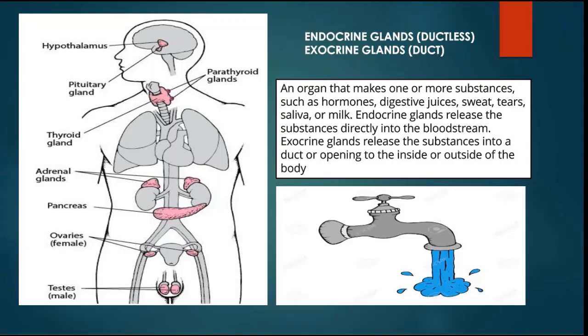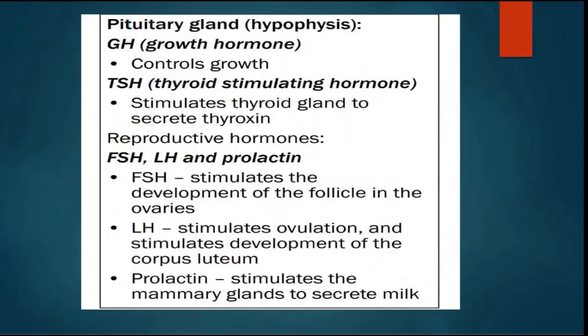Today we're going to talk about one gland, the pituitary gland, which is also called the master gland. Another name for the pituitary gland is hypophysis. It secretes hormones. These are the hormones: GH, which is growth hormone, TSH, FSH, LH, and prolactin. Now we're going to look at the functions of these hormones, right? So GH, which is growth hormone, controls the growth of a human.